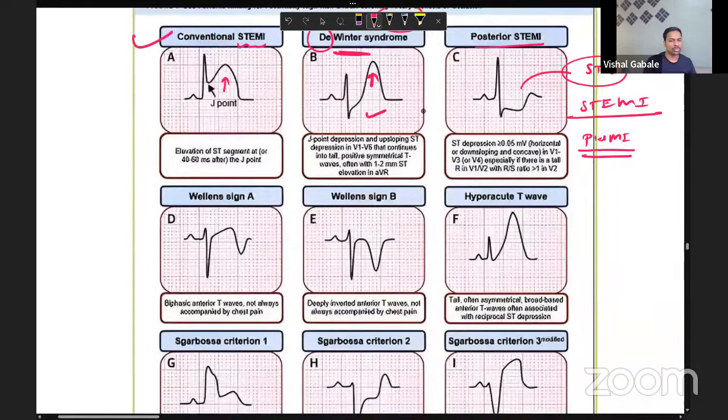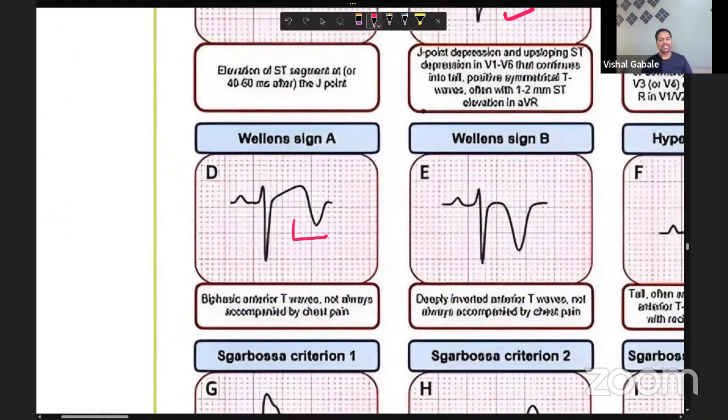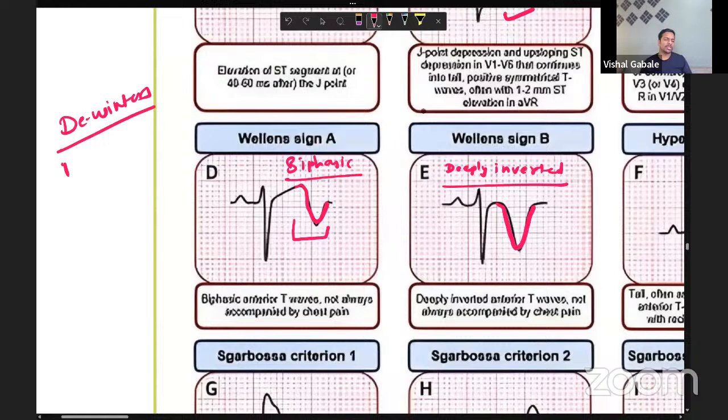Now let's see Wellens syndrome, or Wellens sign. This is Wellens sign, a biphasic T wave. In the initial part it is going up and then going down. Here, it is directly going down, so this is a uniphasic or deeply inverted T wave, whereas here it is biphasic. Easy. So till now we have seen De Winter's, posterior wall MI and Wellens syndrome.